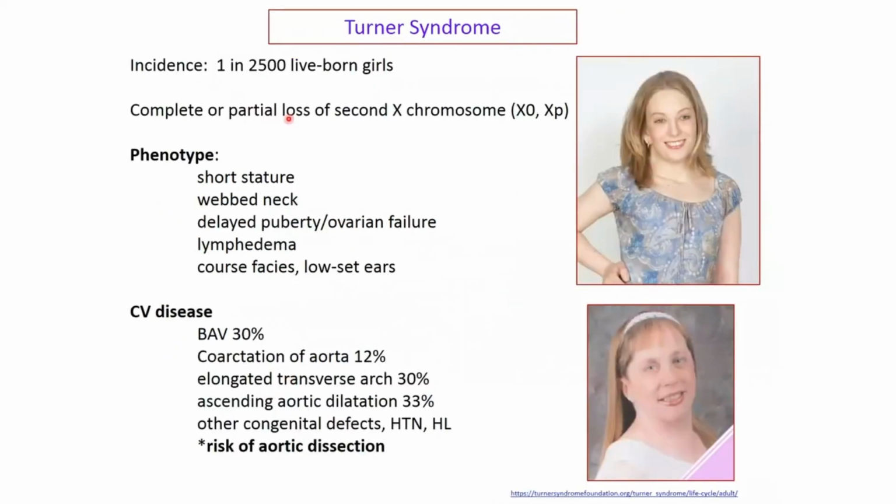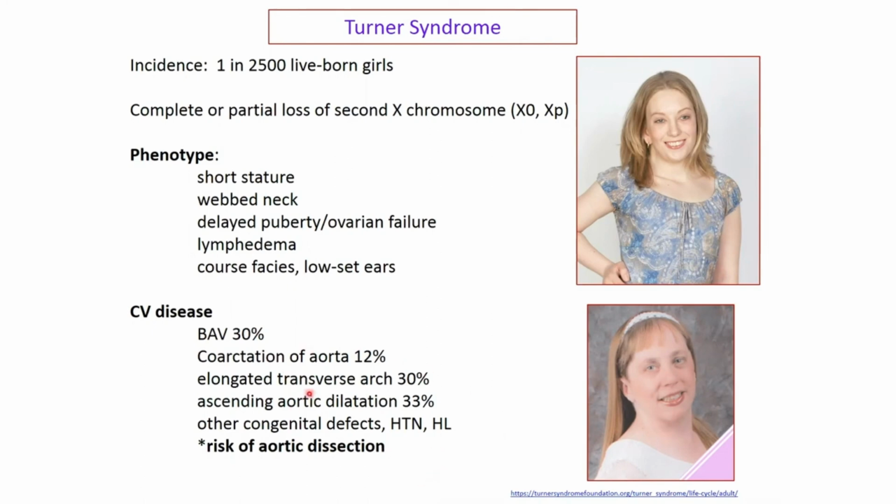Turner syndrome occurs in 1 in 2,500 live born girls, associated with short stature, averaging under 5 feet tall when not treated with growth hormone. They can have low set ears, lymphedema, webbed neck appearance, and delayed puberty or ovarian failure. Those are the typical hallmarks. And importantly, cardiovascular disease, including bicuspid valve and aortic dilatation, placing that individual at risk for aortic dissection, occurs in Turner syndrome women.